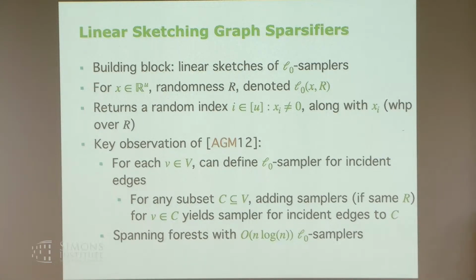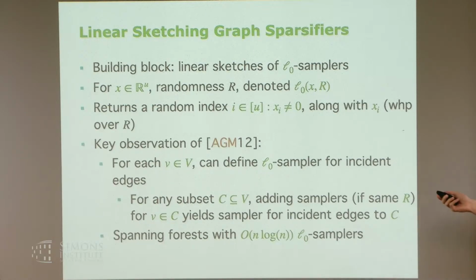But even more important than this is when you're given a subset C of vertices, like some component, you can add together the L0 samplers for the constituent vertices, and it becomes an L0 sampler for the neighborhood of this entire component. That's to say, all the interior edges cancel out when you add these L0 samplers together, and all you're left with is the edges that are leaving this component. The one caveat here is that you have to use the same randomness. You can't just add arbitrary linear sketches. They have to be initialized with the same randomness if you want to add them.